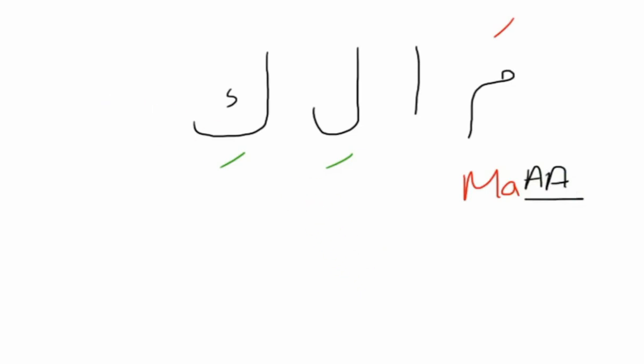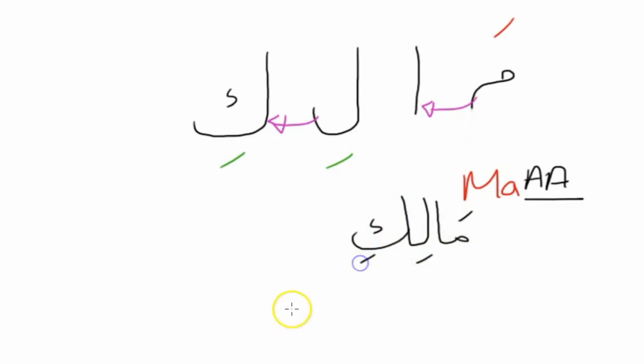And now if we were to join all those together, it's going to come out something like this. So ma is joined to the alif, and the alif doesn't join, so the la joins to the ka. Okay, so if you were to rub that out, then it looks a bit like this. So let's write it out once again clearly. So ma liki. Okay, and now in the Quran, it's actually found like this.